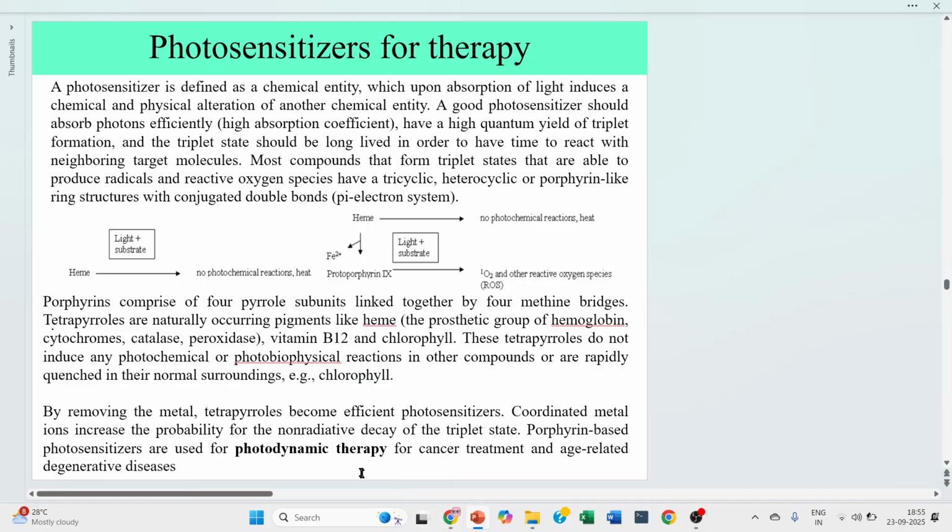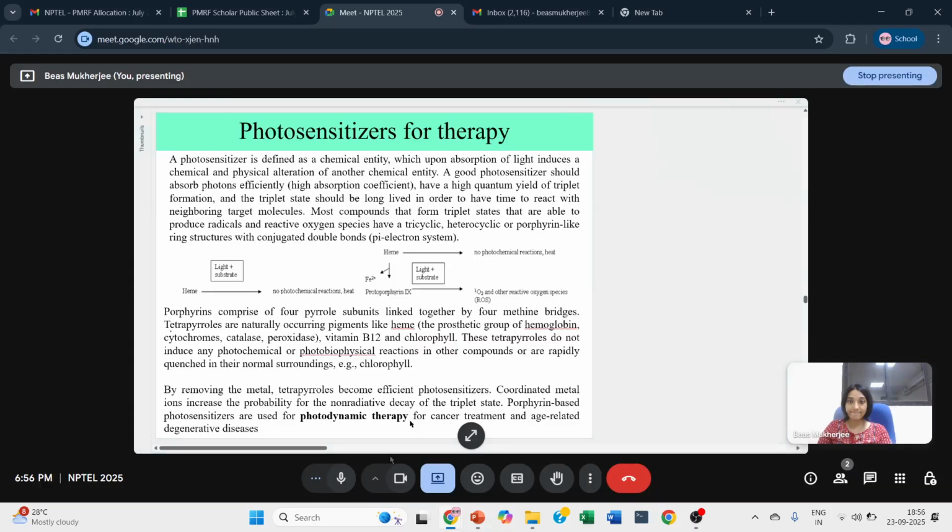Now we'll talk about photosensitizers for therapy. A photosensitizer is defined as a chemical entity which, upon absorption of light, induces a chemical and physical alteration of another chemical entity. A good photosensitizer should absorb photons efficiently, with a high absorption coefficient, and have a high quantum yield of triplet formation, and the triplet state should be long lived in order to have time to react with the neighboring target molecules.